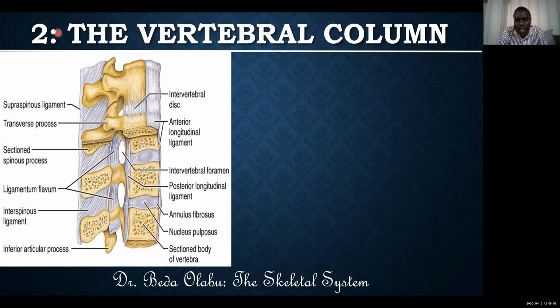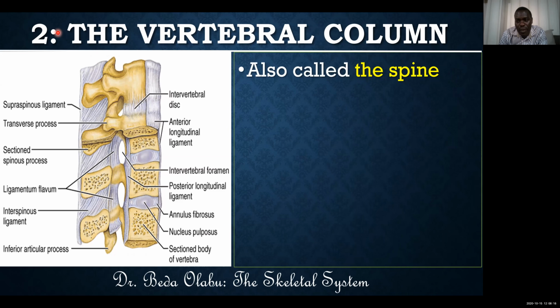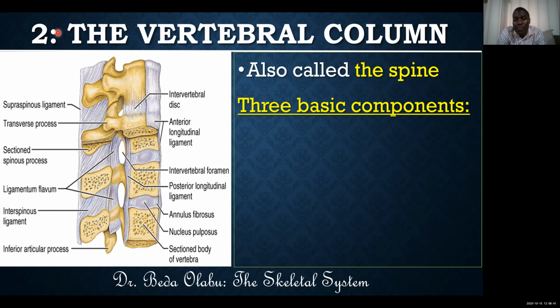Let's go through the second bone of the axial skeleton, the vertebral column. The vertebral column is also called the spine. Don't confuse spine with spinal cord. Spinal cord is called so because it's a cord within the spine. It is a cord of the spine, spinal cord. Here we are talking about spine. The spine is a vertebral column.